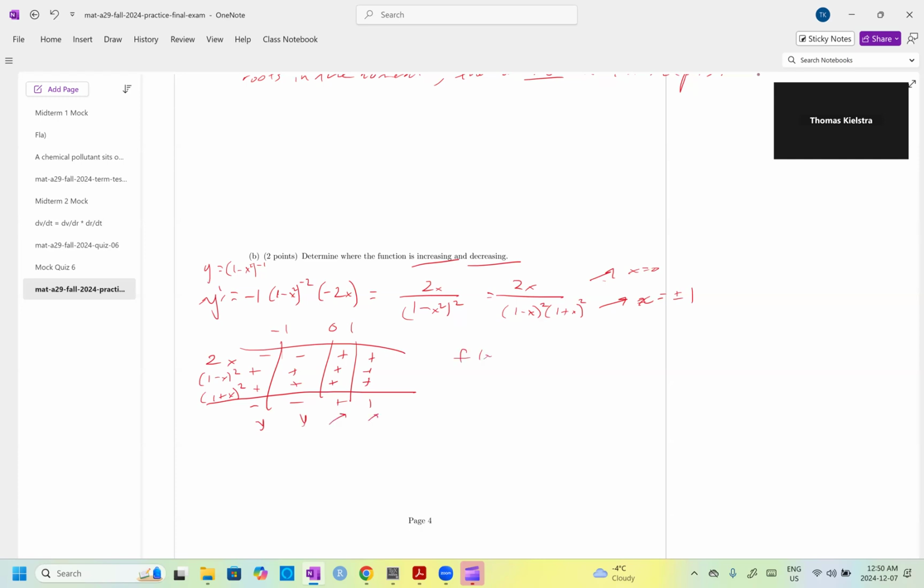So f of x is increasing for x in the interval 0 to 1, union with 1 to infinity. F of x is decreasing for x in minus infinity to minus 1, unioned with minus 1 to 0.